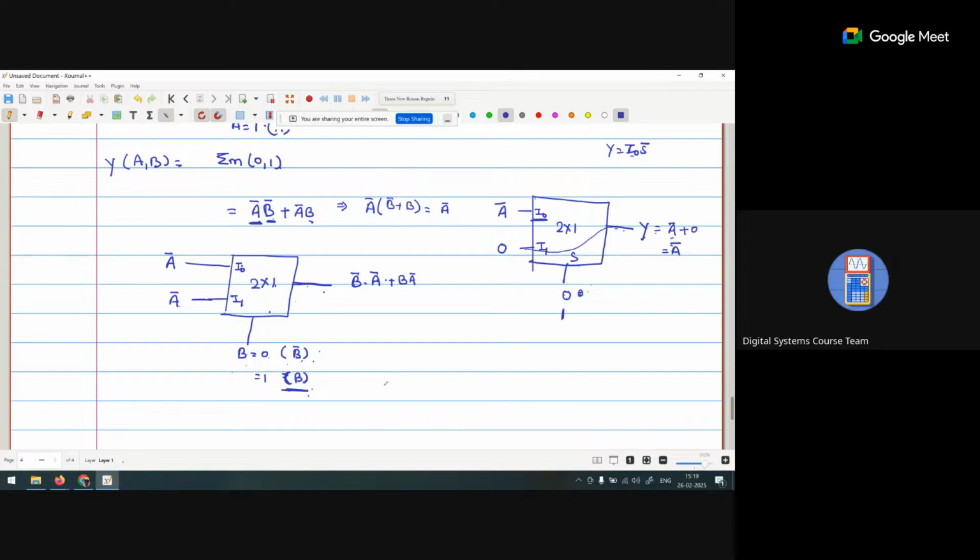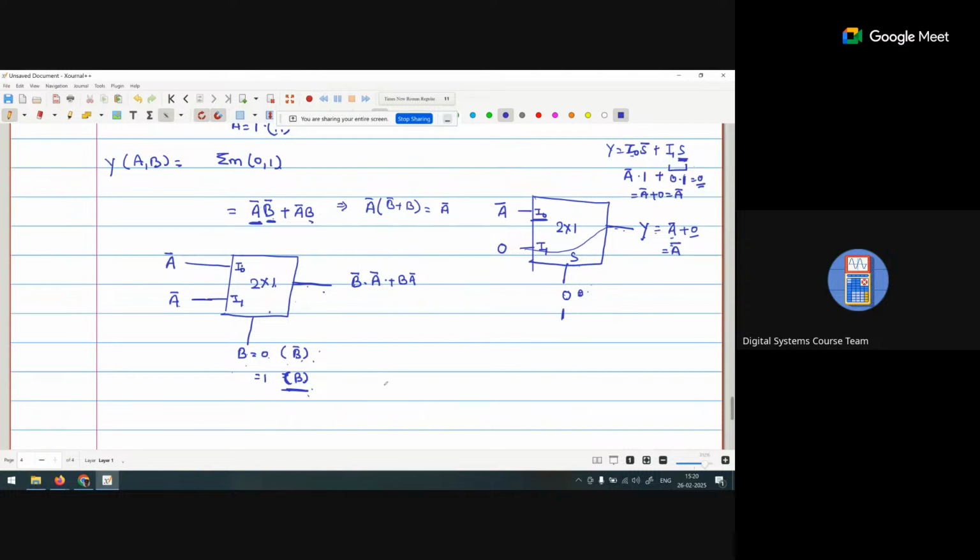And when S is 1, it is I1 S. So when S is 1, this one will be selected, so 0 multiplied by S becomes 0. And when S is 0, it becomes 1 multiplied by I0, which is A bar. So it becomes A bar plus 0, which is A bar. Got my point? Any doubt? Yes, sir. Okay.